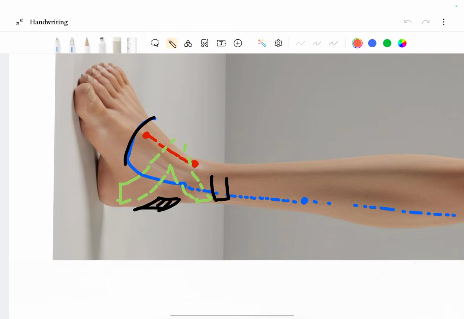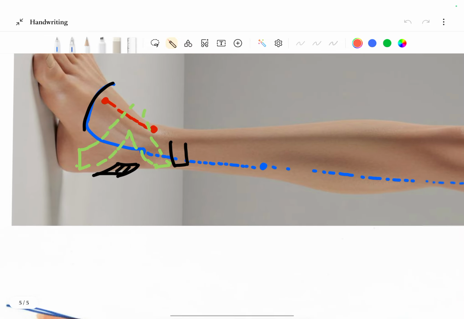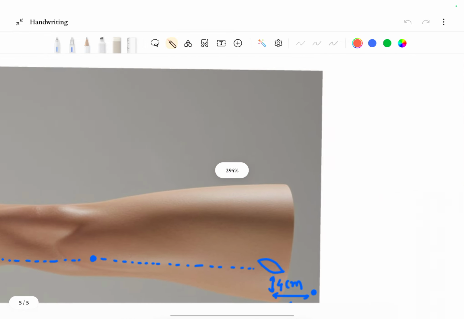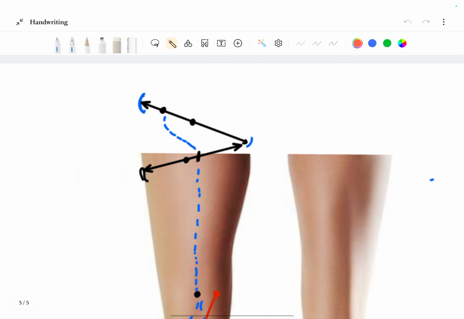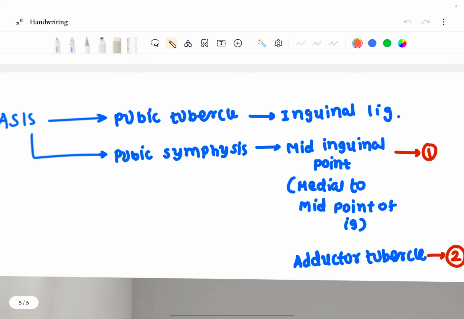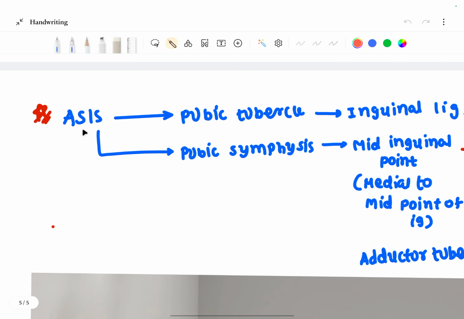Okay, great. Now let us see the sciatic nerve, which is the most important in this part. So see here, this is your posterior superior iliac spine. Here we see the anterior superior iliac spine.